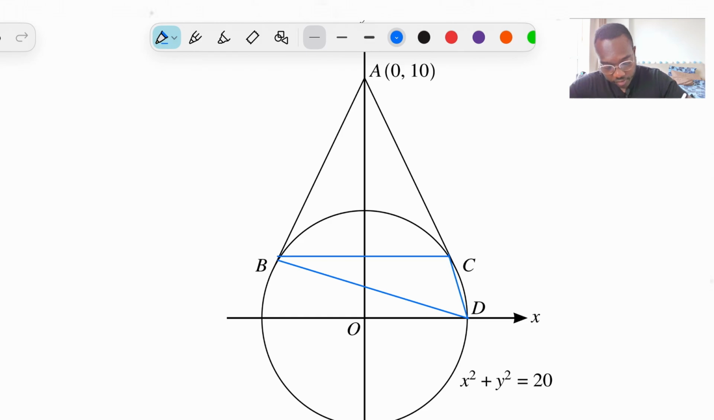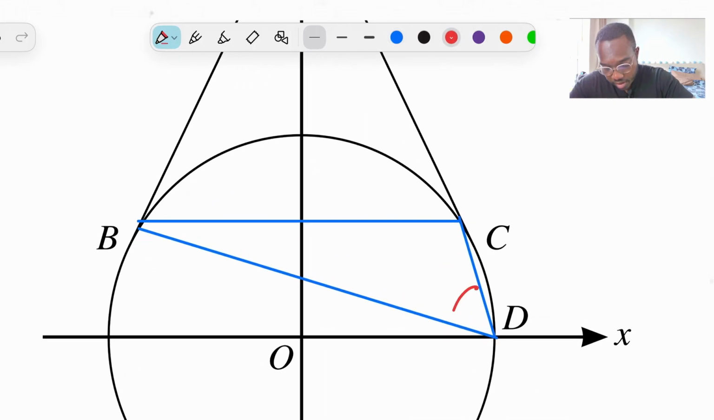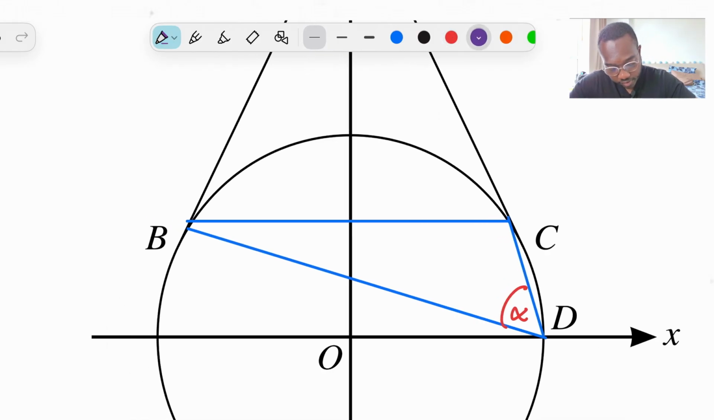So effectively, we've got this triangle here, and we need to work out this angle here. Let's call it alpha. So that's what we need to work out. And what do we know about this triangle? We know that BC, as we worked out in the previous question, is minus 4, 2, and we know that this is 4, 2.